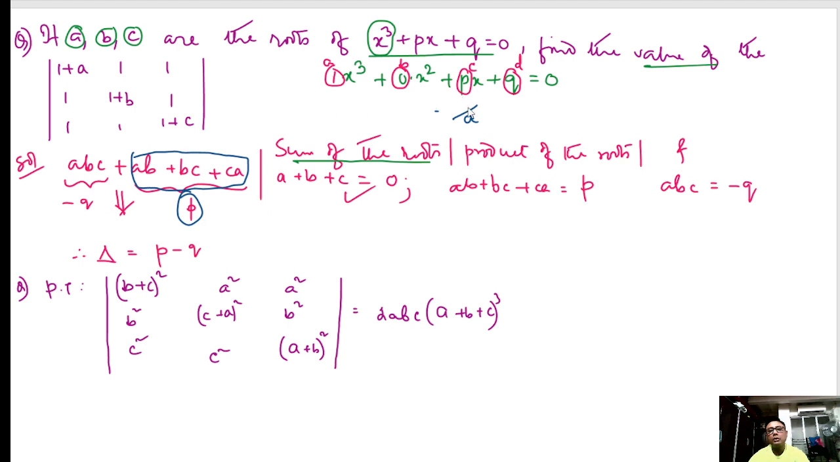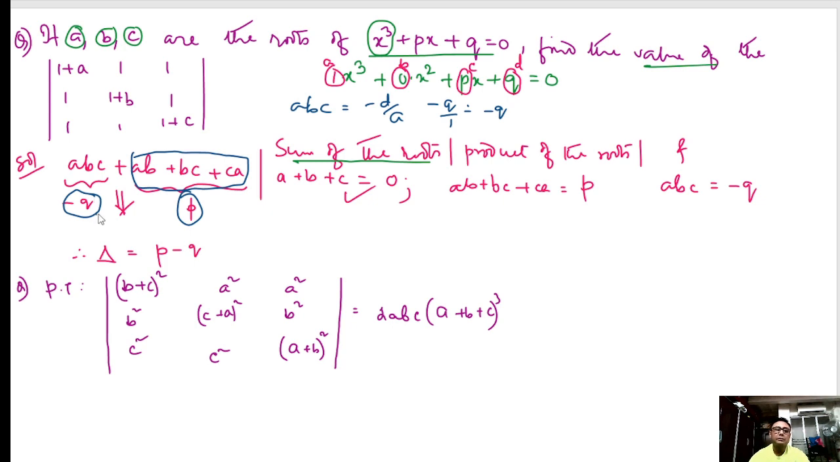Now the product of all the roots taken together, that means a, b, c, should be minus d by a. And what is d? d is minus q, divided by 1, so minus q. Here is the product of the roots.